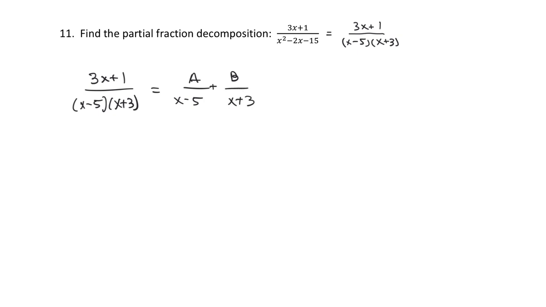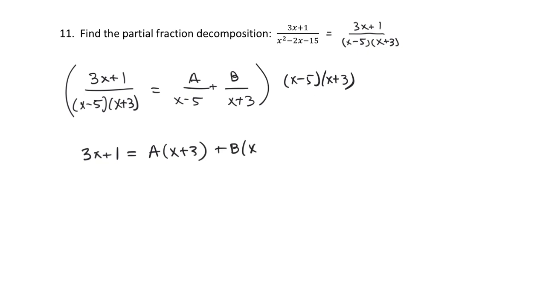And the next step is to multiply the entire equation by the lowest common denominator. When it multiplies all the way over there, the denominator is going to cancel with the lowest common denominator. It's just going to leave us 3x plus 1. When it multiplies to the a, the x minus 5s are going to cancel. So then a multiplies with the x plus 3. And when the lowest common denominator multiplies to the b partial fraction, now the x plus 3s are going to cancel. So the x minus 5 multiplies b.